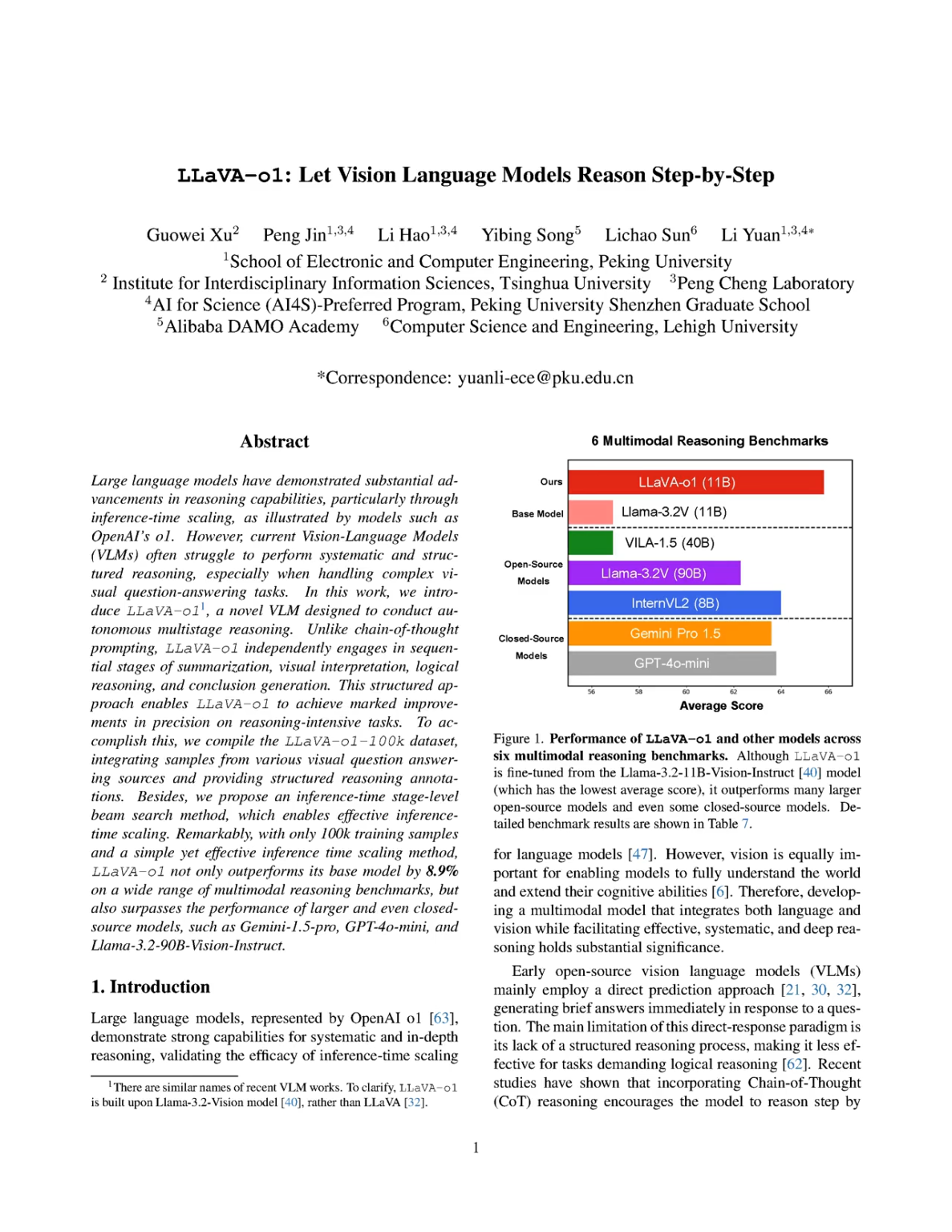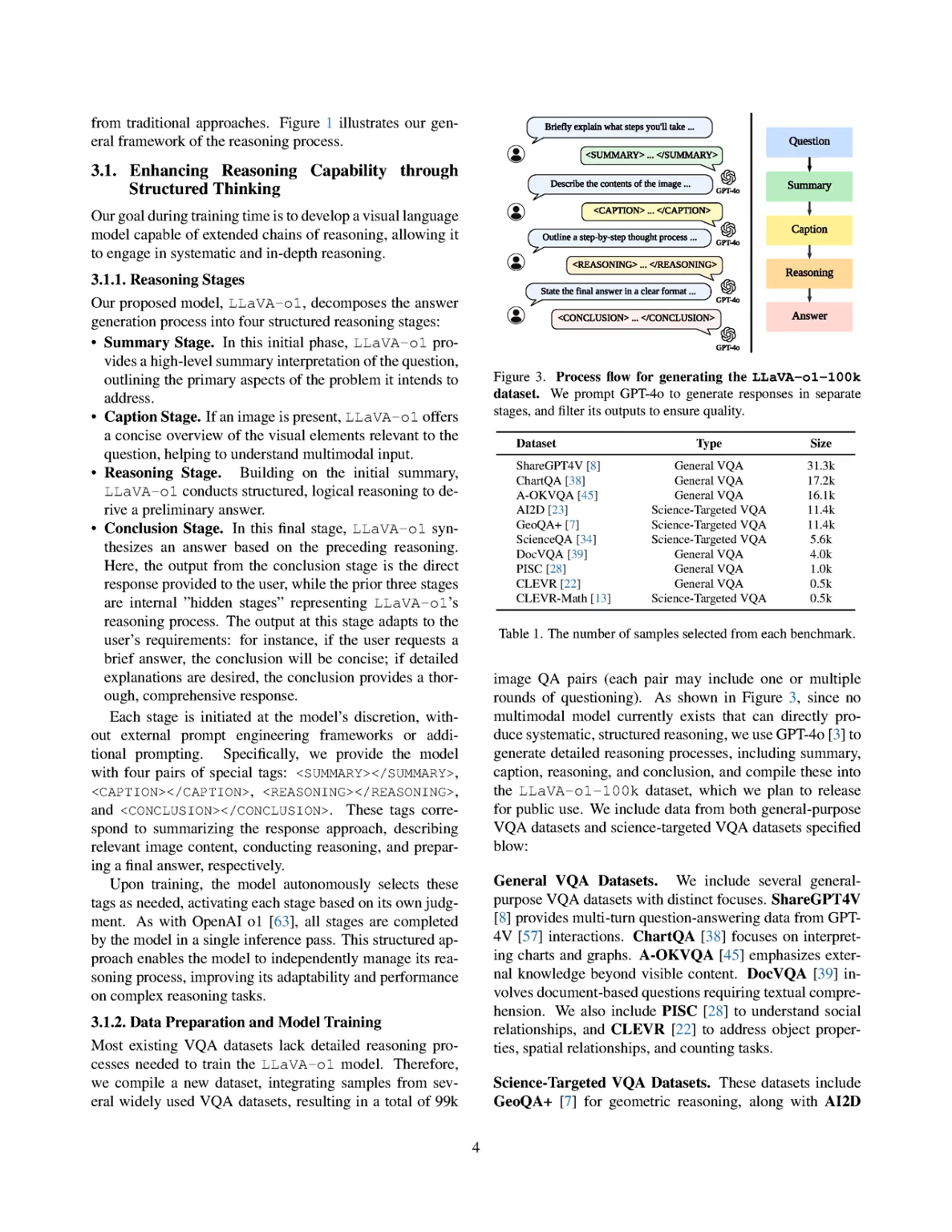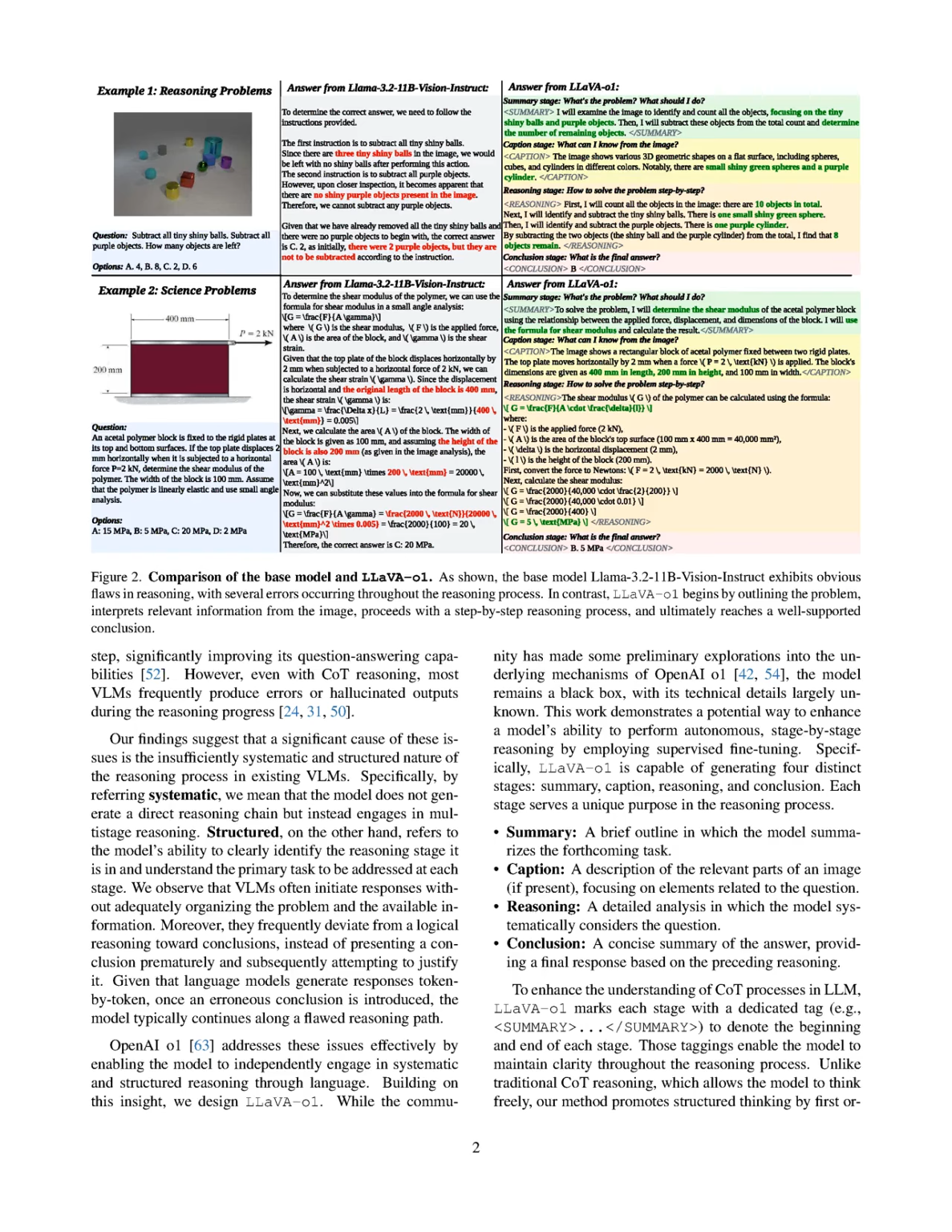LLaVA-o1 offers significant advantages over traditional chain-of-thought (COT) reasoning methods by implementing a structured and systematic approach to reasoning. Unlike conventional COT, which allows for free-form thinking, LLaVA-o1 organizes the reasoning process into four distinct stages: summary, caption, reasoning, and conclusion. This multi-stage framework enables the model to maintain clarity and coherence throughout the reasoning process, effectively addressing complex tasks that require systematic analysis.